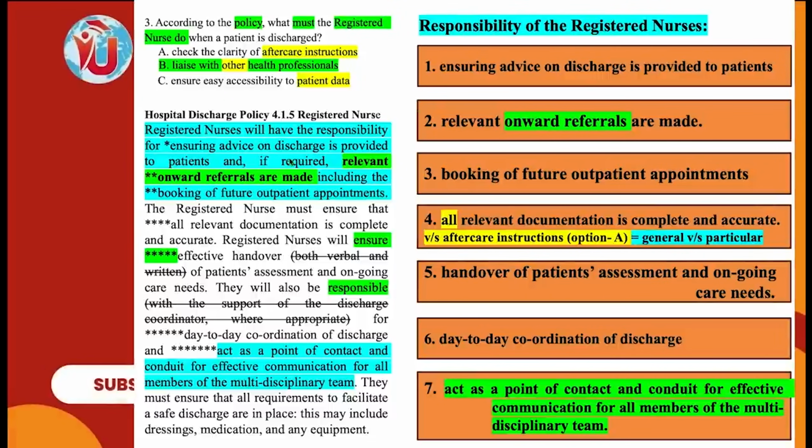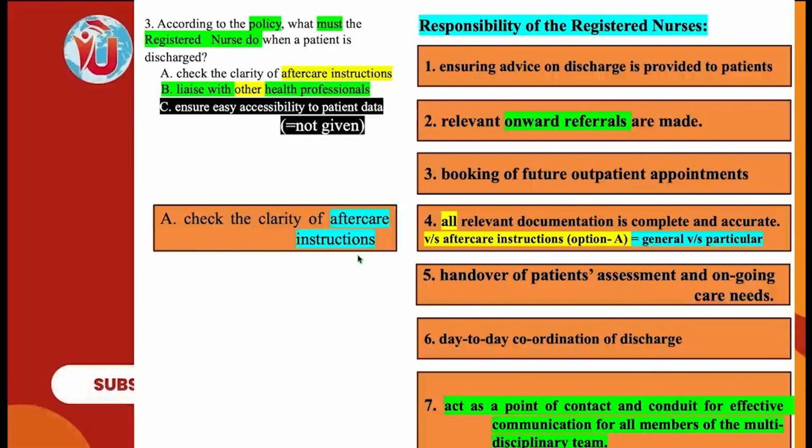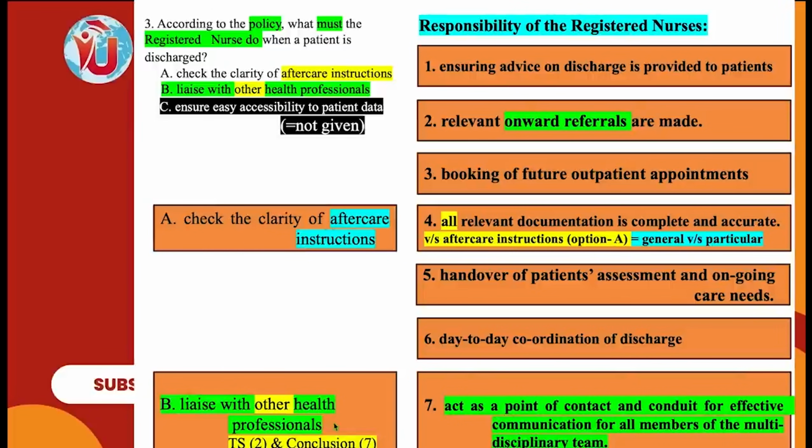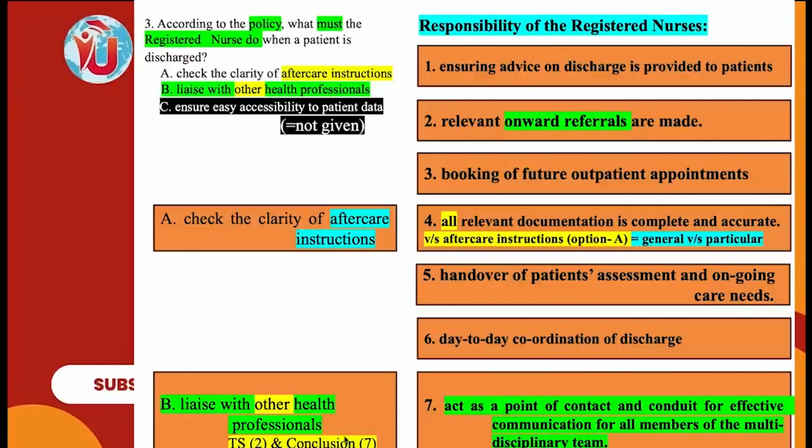So just let's see these 3 options. See, this fourth option is A1. Check the clarity of aftercare instructions. But we said that is not the same. Both the statements are not same. One is general, the text speaks general, and the option A speaks particular. And liaise with other health professionals. That is in the topic sentence, as well as the 7th responsibility of the nurse.